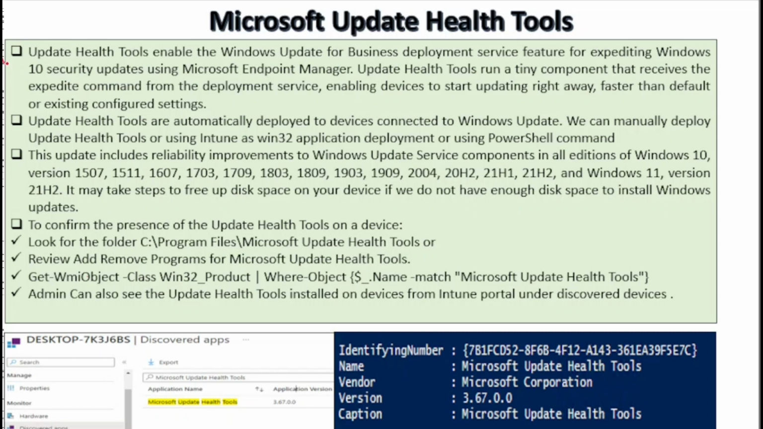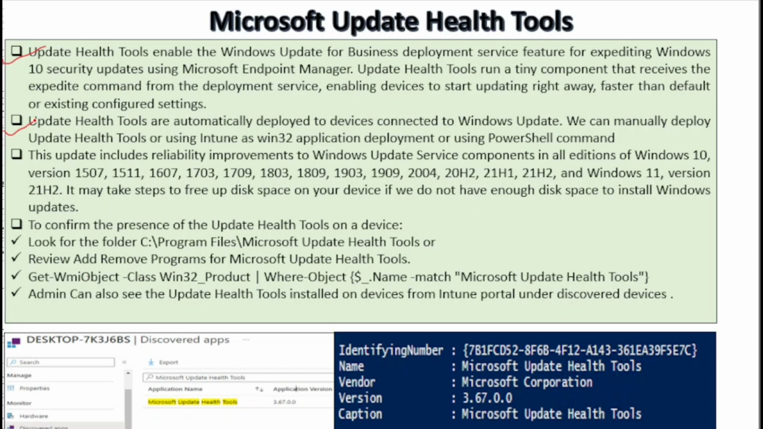Microsoft Update Health Tool enables the Windows Update for Business Deployment Services feature for expediting Windows 10 security updates using Microsoft Endpoint Manager. Update Health Tool runs a tiny component that receives the expedite command from the deployment service, enabling the device to start updating right away, faster than default or existing configured settings. Microsoft Update Health Tool is automatically deployed to the devices connected to Windows Update.